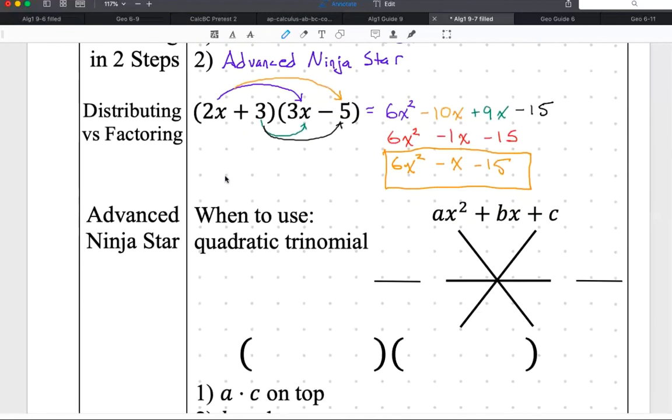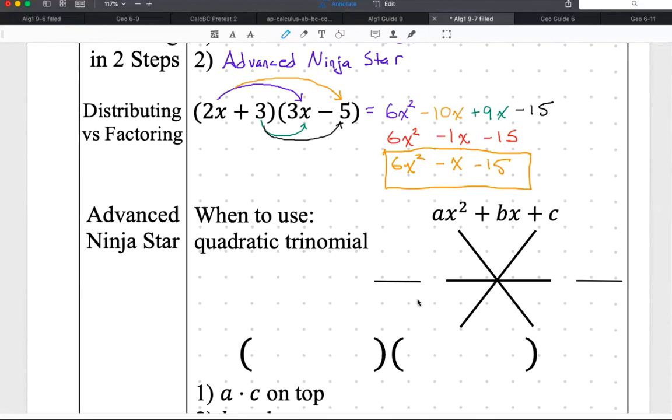All right, so now we're moving on to the advanced ninja star, and this can be used on any quadratic trinomial. And sometimes it might not work. I didn't talk about that last lesson, but sometimes it just doesn't work. There are unfactorable quadratic trinomials. In fact, if you gave me a giant list of random quadratic trinomials, I would say 99% of them cannot be factored. So the vast majority of them cannot be factored, but there are some that can be factored, and I'm going to be making sure that I choose good ones to always give you ones that can be factored.